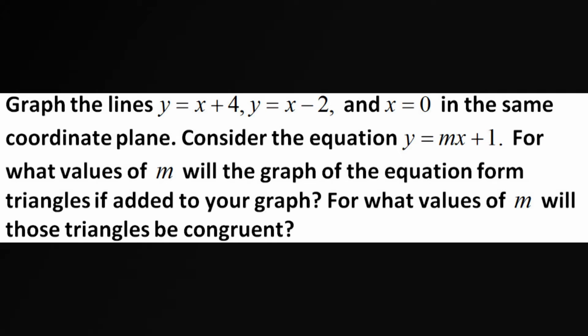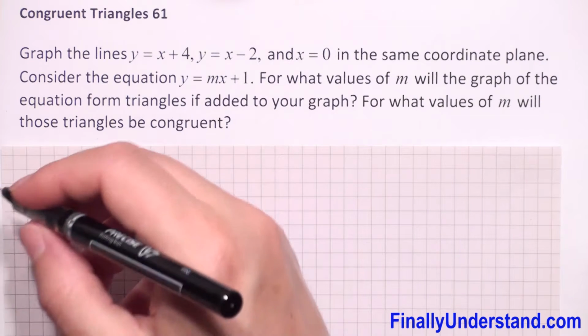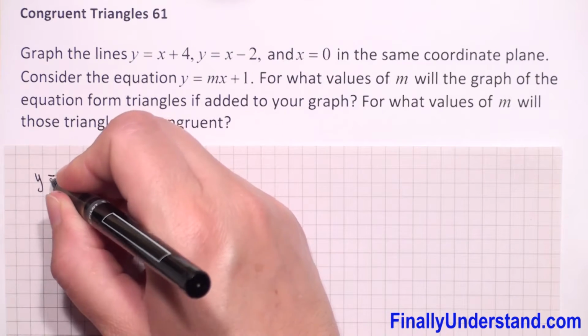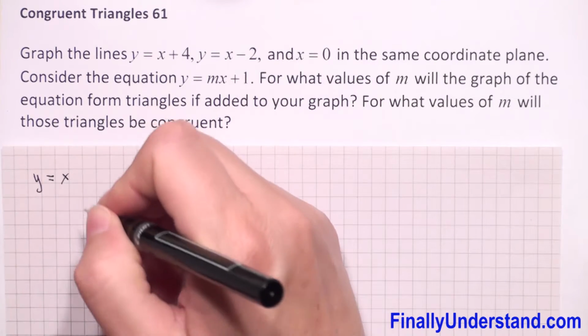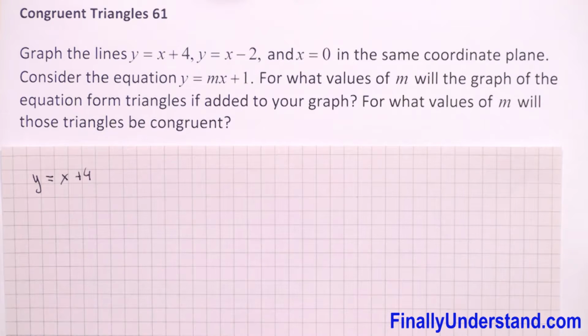First, we have to graph the lines y equals x plus 4, y equals x minus 4 and x equals 0 in the same coordinate plane. So let's copy the first equation: y is equal to x plus 4. To draw this graph, we need 2 points.